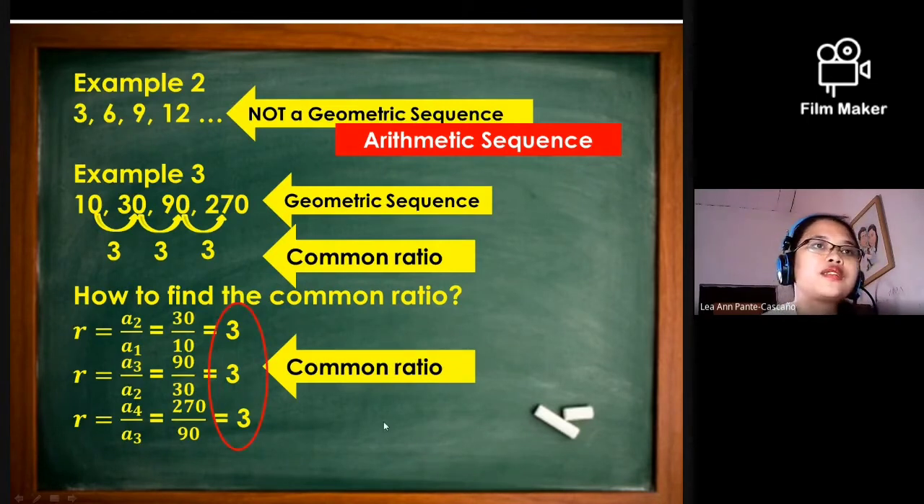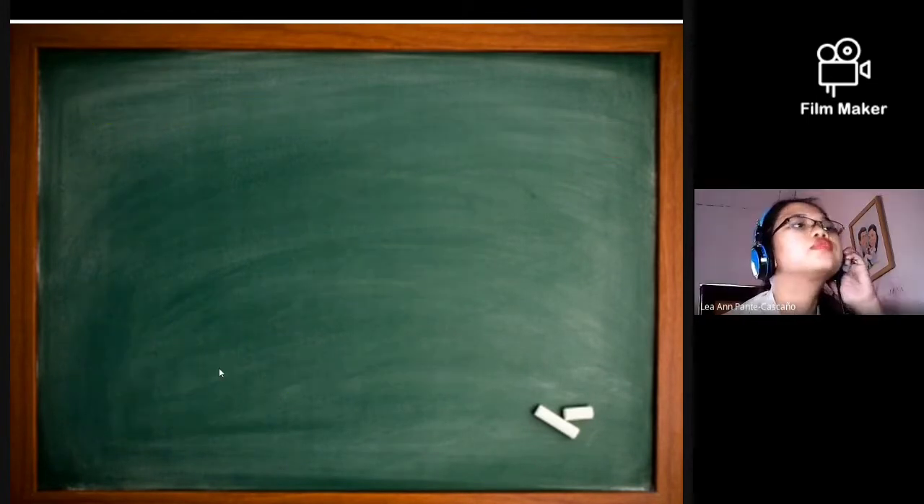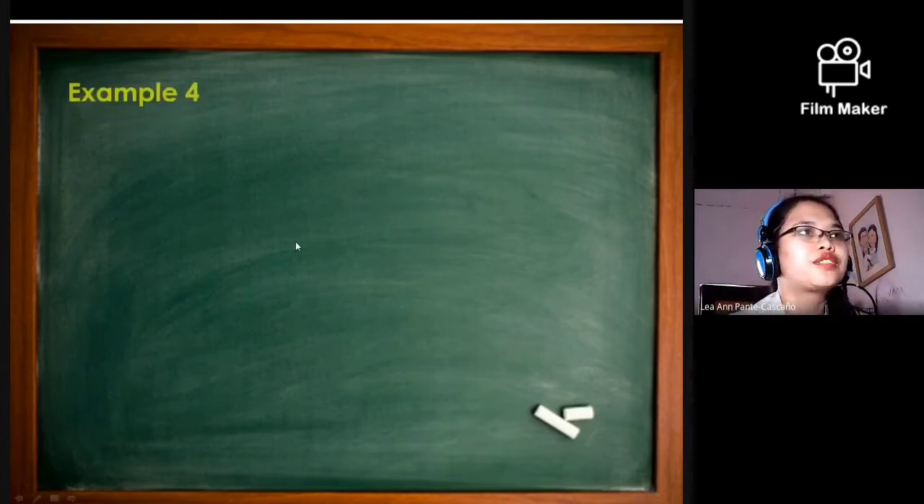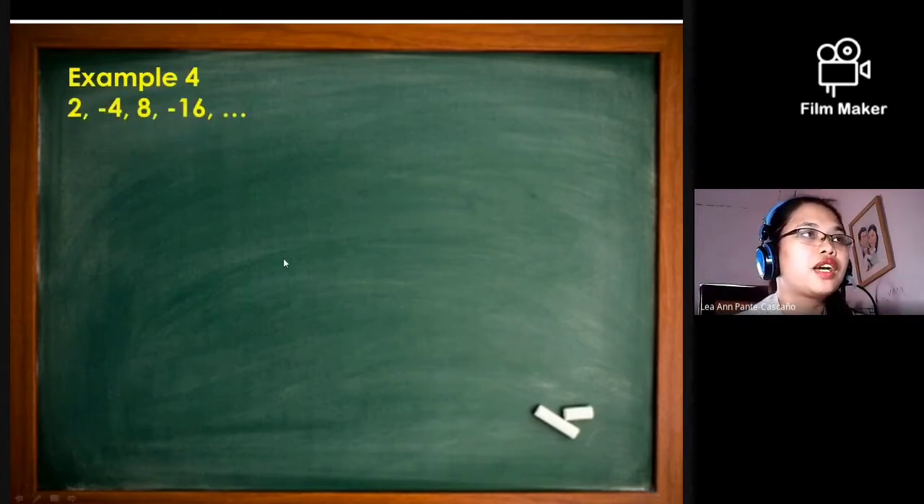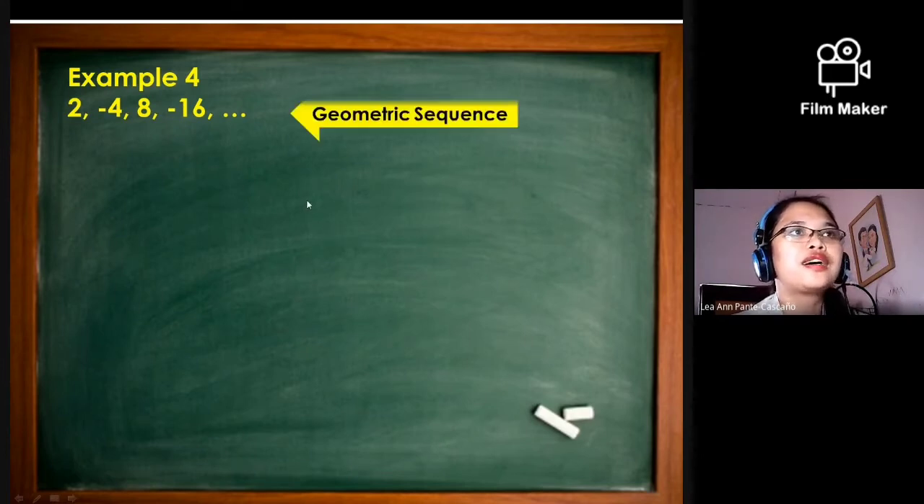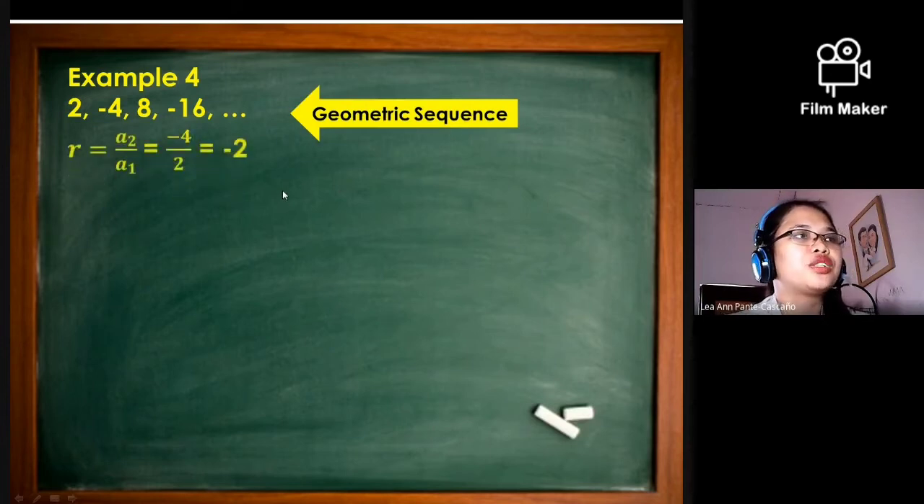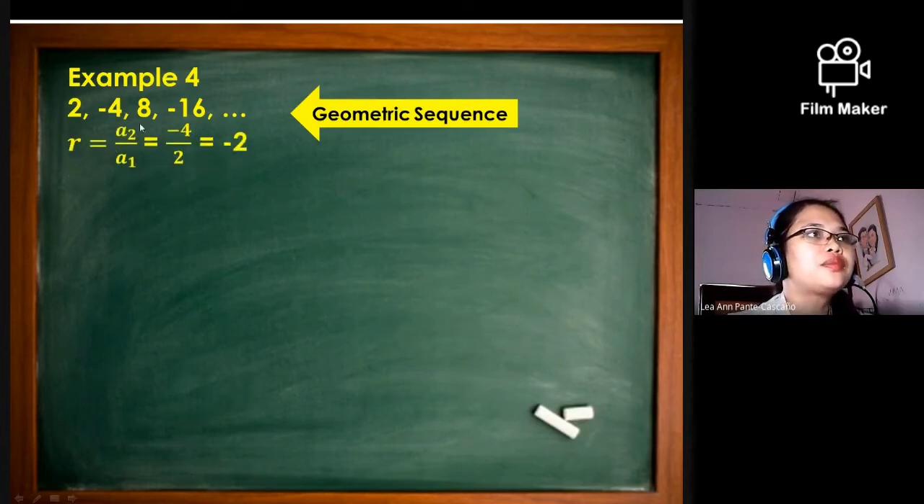So therefore, number 3 is a geometric sequence. Example number 4. If we have 2, negative 4, 8, negative 16. Ito po ay geometric sequence. Paano natin nalalaman na geometric? Let's find the common ratio. Second term, divide the first term. The second term is negative 4 divide 2. Negative divide positive is negative. 4 divide 2 is 2.